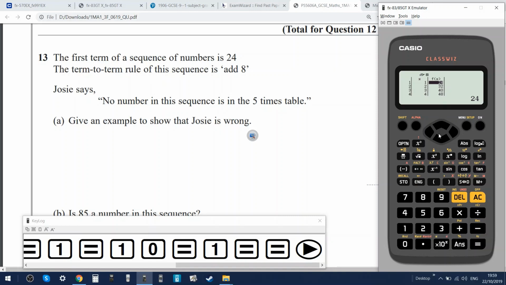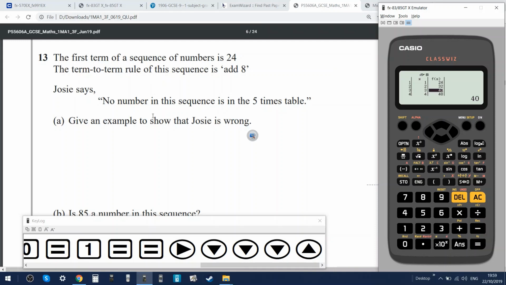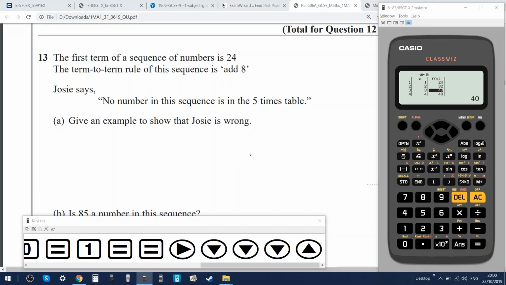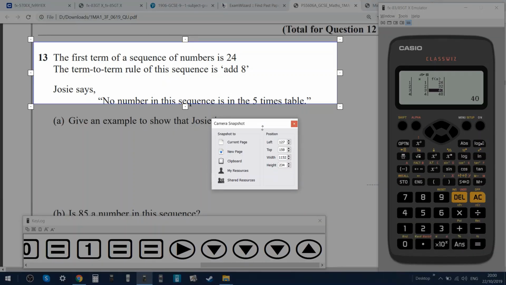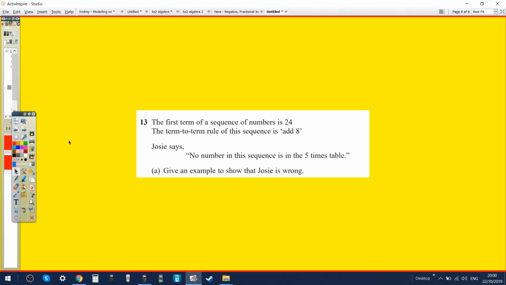24, 32, 40, 48. And they say no number in the sequence is in the 5 times table. Give an example to show that they're wrong. Well, which number is in the 5 times table in this table? I will choose 40. That is in the 5 times table, and it is in this times table. So I will say my answer is 40.